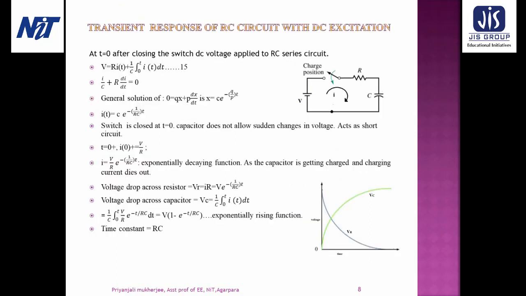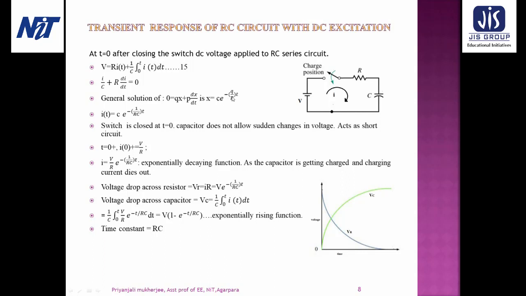Next, we need to consider the transient response of the RC circuit. Here the resistor and capacitor are connected in series with a switch, and the switch is closed at t equal to 0, and supply voltage V is connected across this RC circuit. Now, the total voltage V equals R into i plus 1 by C integral of i dt. If we differentiate both sides, then it becomes i by C plus R di/dt equal to 0.